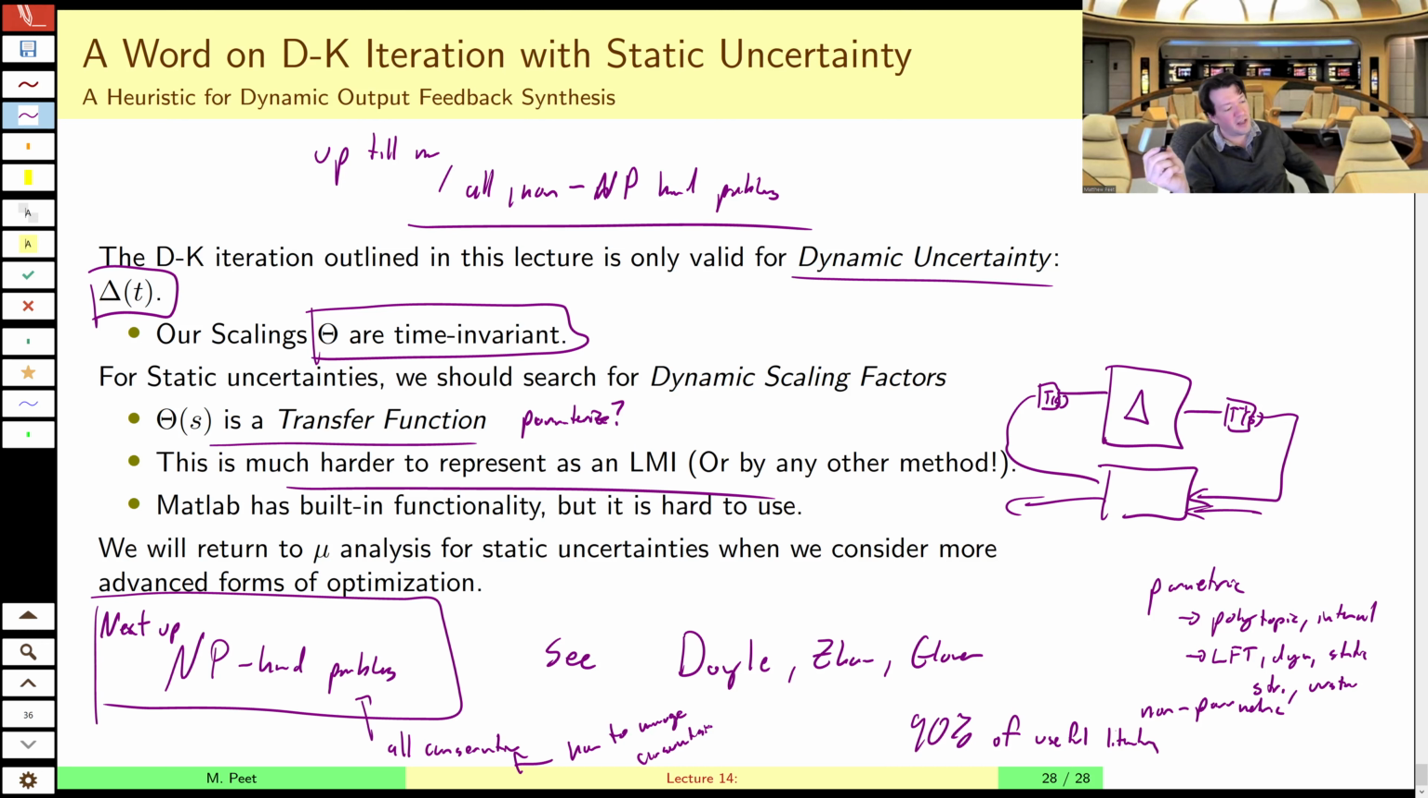So we'll give not an LMI which is necessary and sufficient, but a sequence of LMIs, each of which is conservative, but becomes less so as we increase the size of the LMI. So a sequence of LMIs of increasing complexity and decreasing conservatism, or increasing accuracy.